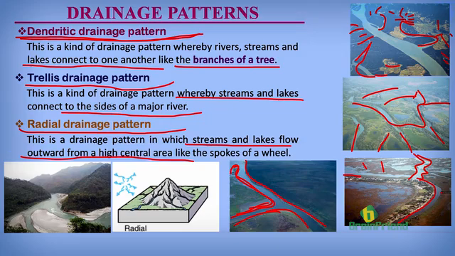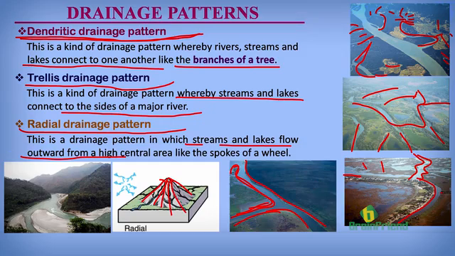Take a look at what a wheel would look like, the wheel of a vehicle tire. You have spokes radiating from the center of the wheel. So this is what a radial drainage pattern would look like. You have a central high area. This area is usually higher than other areas. Then you have streams and lakes flowing down from these higher areas.